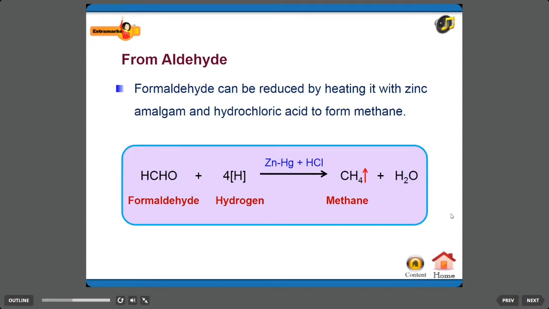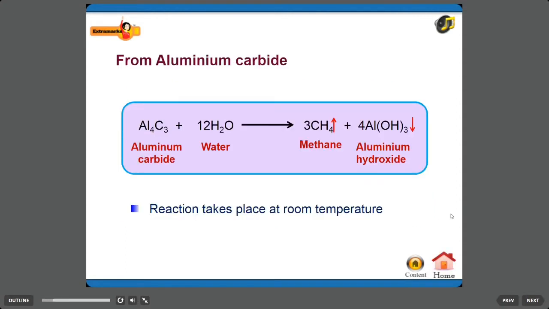Formaldehyde can be reduced by heating it with zinc amalgam and hydrochloric acid to prepare methane. Next method is by hydrolysis of aluminum carbide. Aluminum carbide on hydrolysis at room temperature liberates methane gas along with aluminum hydroxide.